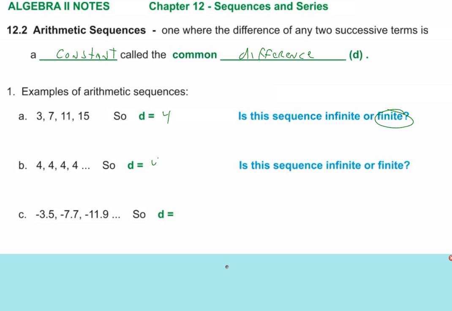4 as well. And so the common difference is not 4, it is 0, right, on that one. Kind of boring. This one is infinite, right? It goes on forever and ever and ever.